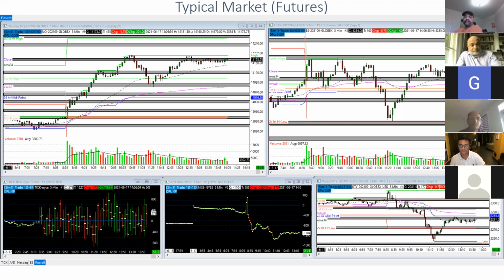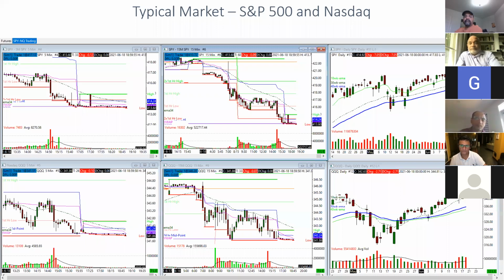But futures normally don't take much time. So futures give you a clue. But anyway, don't spend too much time on futures. Because you're not trading futures, you can keep it very simple with the plain daily and 5-minute charts of both S&P as well as Nasdaq. Here we have 5, 15, and daily charts.